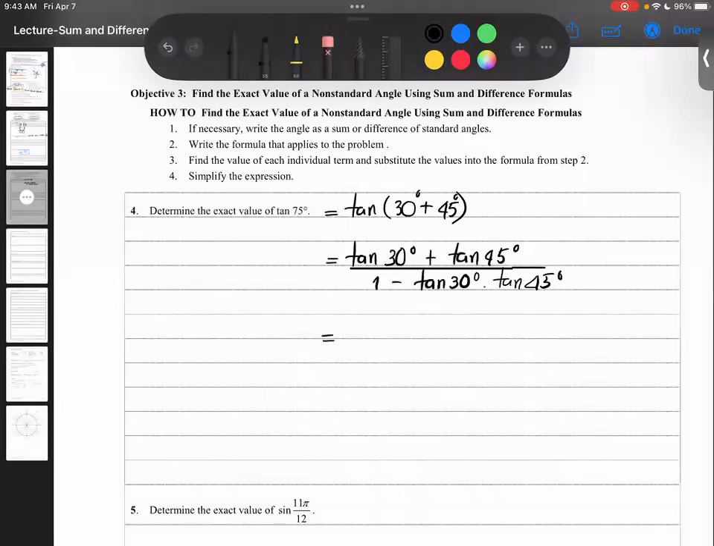One over root 3 plus tangent of 45 degrees, sine and cosine the same, so it should be 1. Right? Can I write it 1 over 1? Is that okay? You know, just write 1 for now. We'll do 1 over 1 later. Over 1 minus tangent of 30 is 1 over root 3 times tangent of 45 is 1.